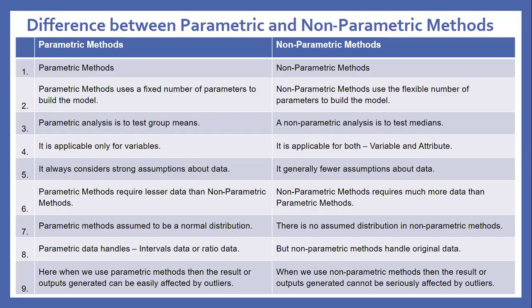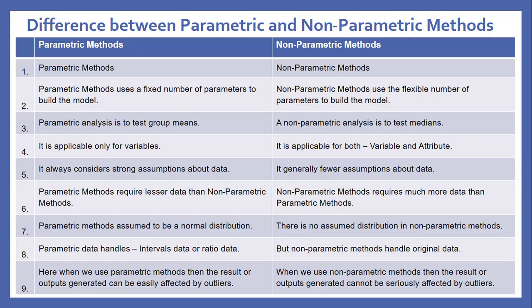Parametric analysis is applicable only for variable data. A non-parametric method is applicable for both variable and attribute data. Parametric methods always consider a strong assumption about data. Non-parametric methods generally make fewer assumptions about data. Parametric methods require less data than non-parametric methods. Non-parametric methods require much more data than parametric methods.